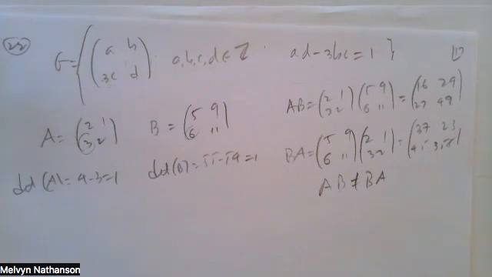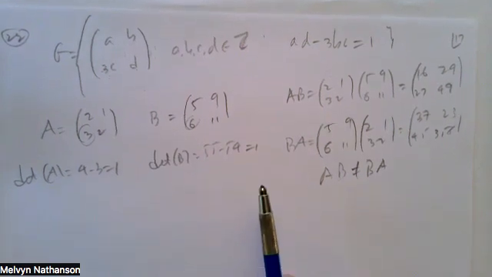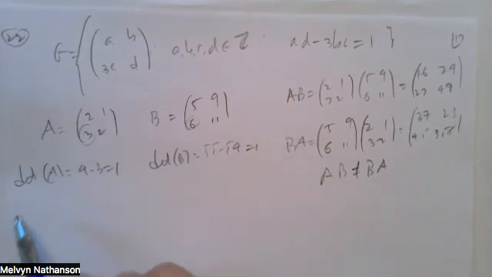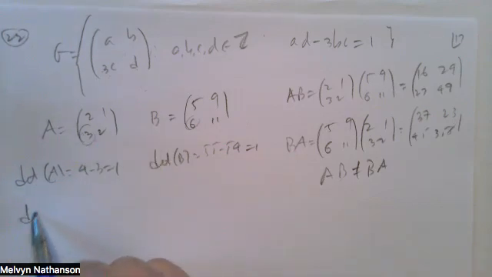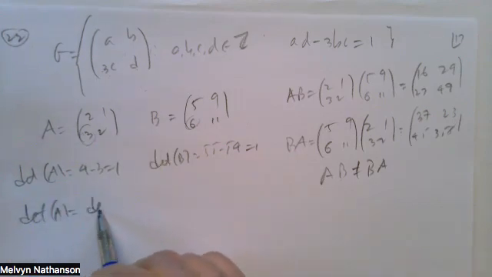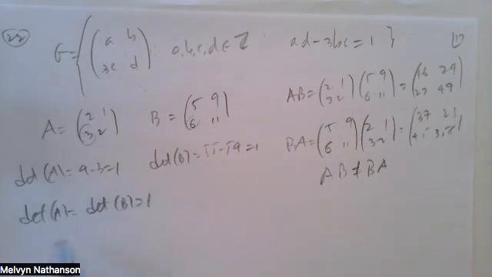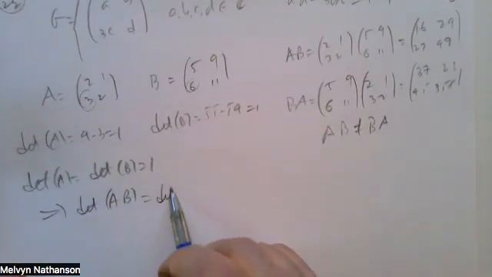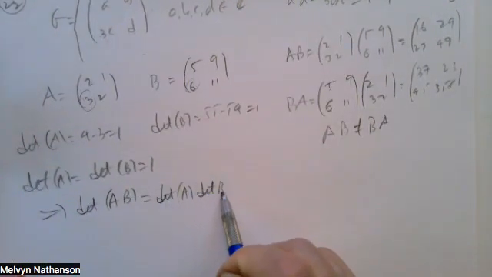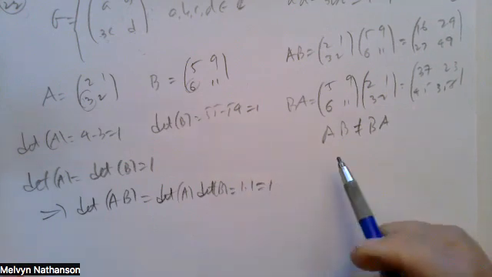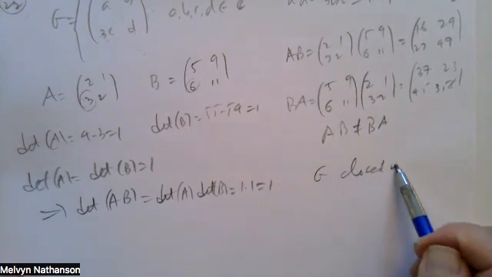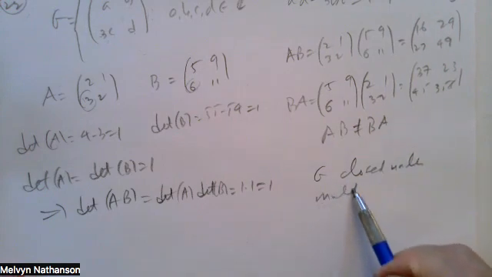On the other hand, this G is a group. This proves it's not abelian, but why is it a group? Well, first you have to show it's closed under multiplication. If the determinant of A and the determinant of B equal 1, then the determinant of the product, which is the product of the determinants, is 1 times 1, or 1. So this G is closed under multiplication.